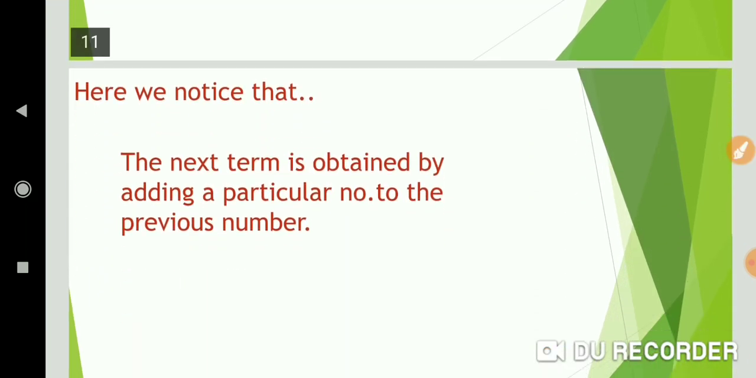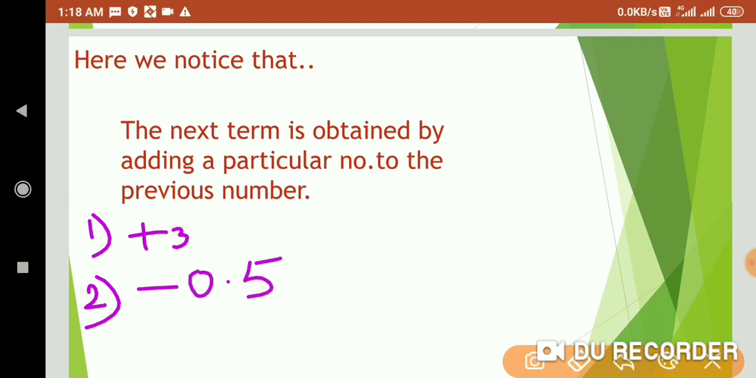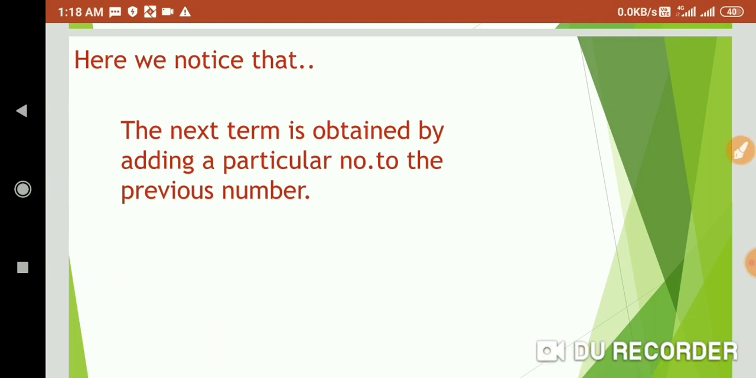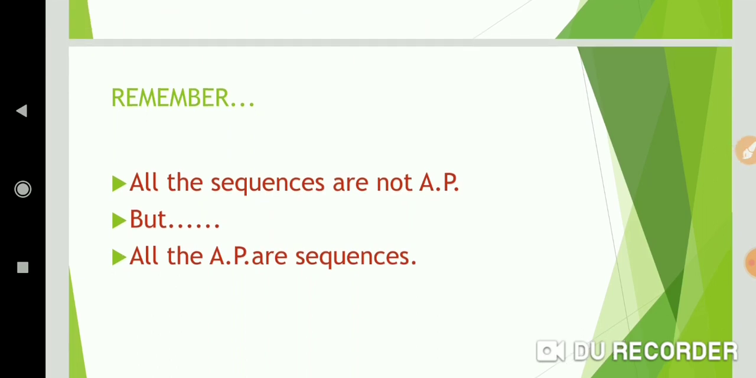Okay. Now here we notice that the next term is obtained by adding a particular number to the previous number. Let's recall. In the first example, we add plus 3 to the previous number. And in the second example, we add minus 0.5 to the previous number. Understand, student? Now remember, all sequences are not arithmetic progressions, that means AP, but all APs are sequences.